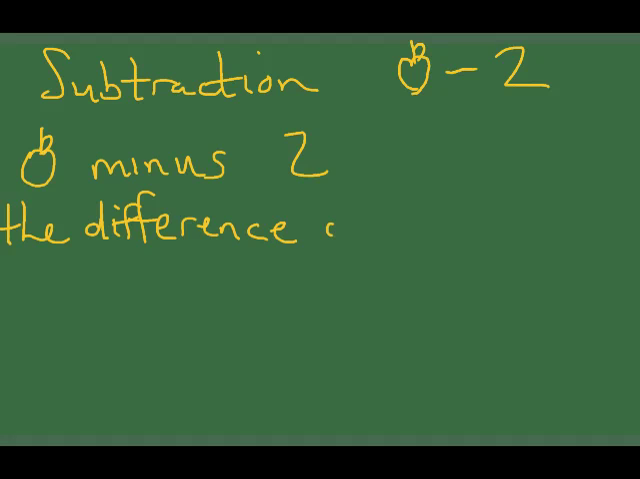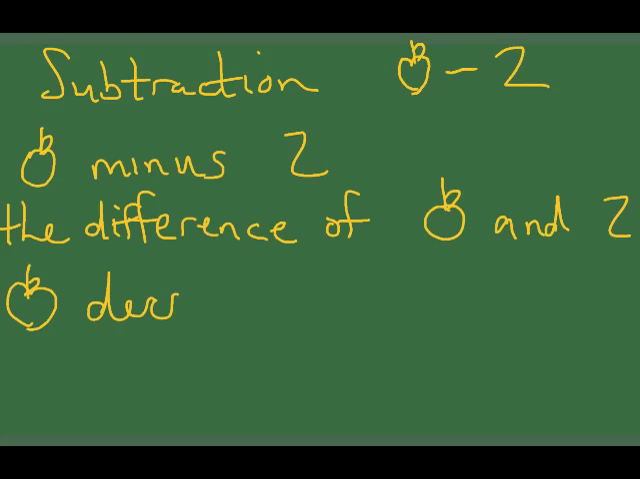So the difference of, let's see if I can do this faster. Apple, yeah, not getting much better. And 2, and then we can do apple decreased by 2. Just like for addition we did increased by 2, this time we do decreased by 2.